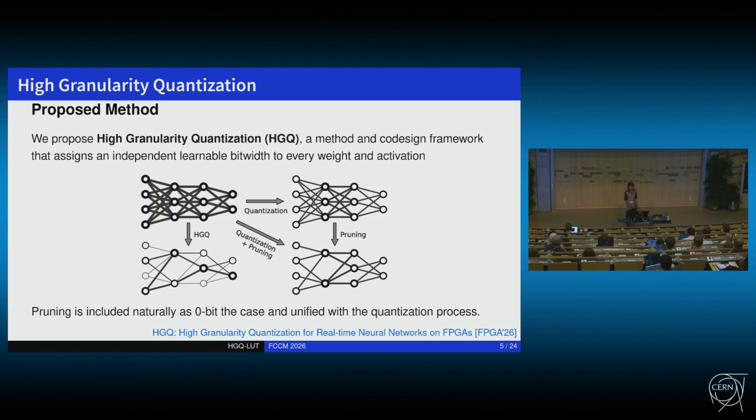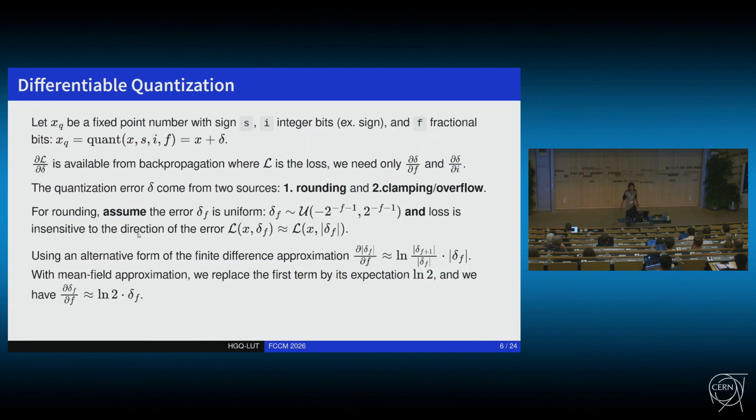And this is actually an FPGA 26 work that was presented a few months ago. And the algorithm is as follows. When we talk about quantization, we consider fixed-point quantization, which is hardware friendly. We consider the signedness, whether it's signed, S, the number of integer bits excluding the sign as I, and the number of fractional bits as f. And the quantization of a parameter x with these parameters is the number itself plus the quantization-induced error.